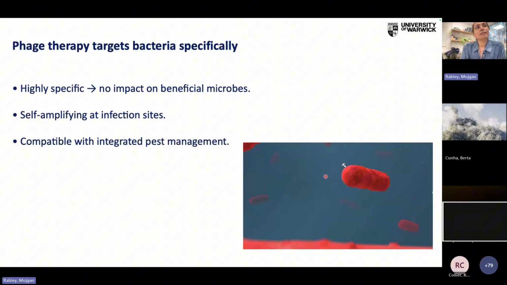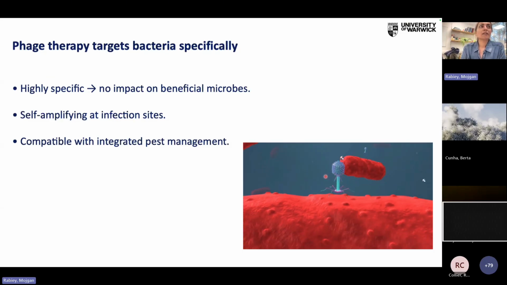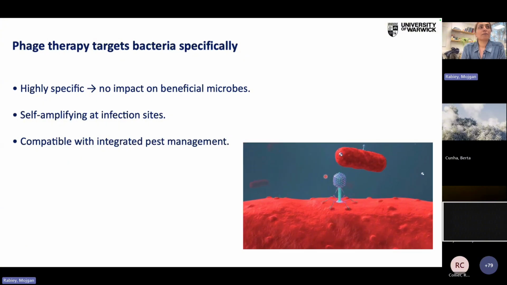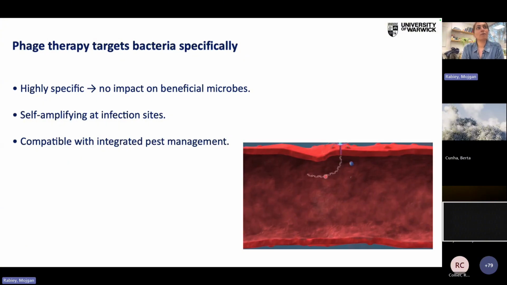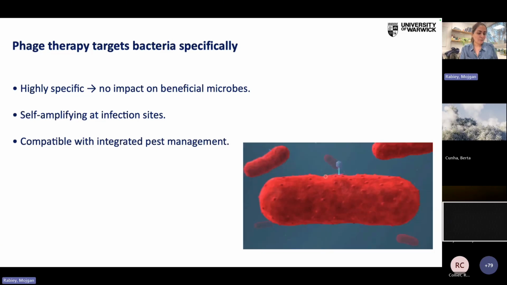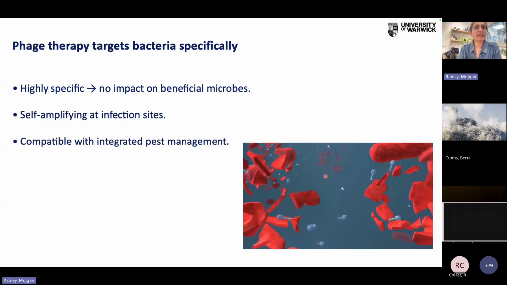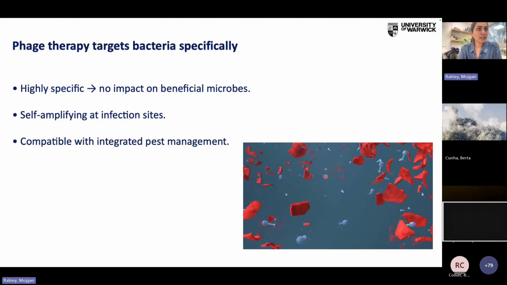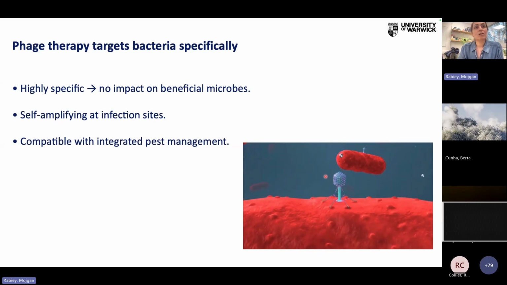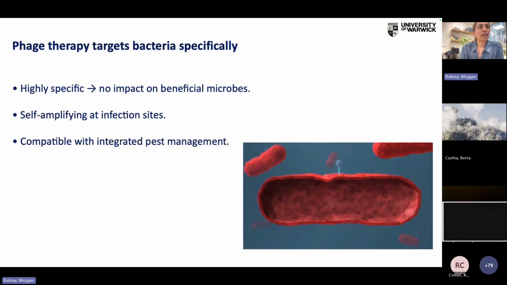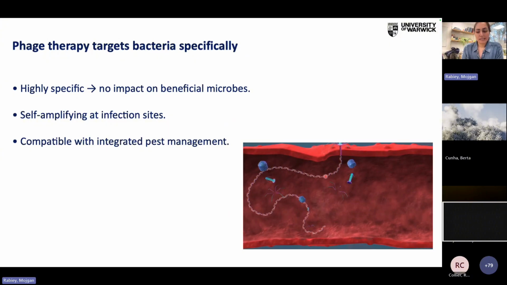So phages are highly specific, which means that they only infect the bacterial host they come from, so they have no impact on other beneficial microbes. They are self-amplifying, which means that they multiply exactly where infection occurs, and they are compatible with integrated pest management. And therefore, we are using phages to treat cherry canker and black rot disease in brassicas.